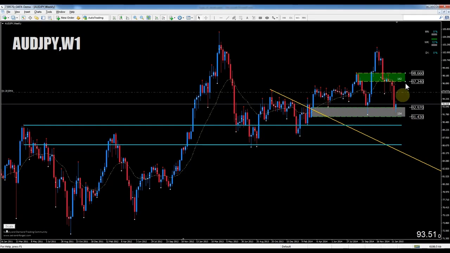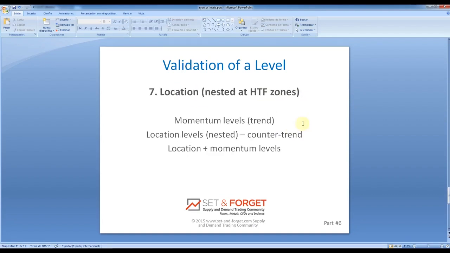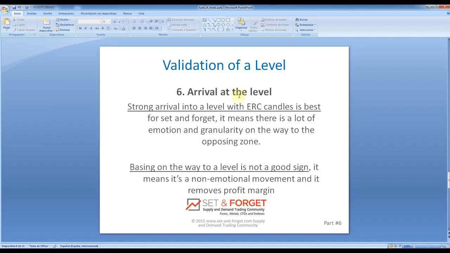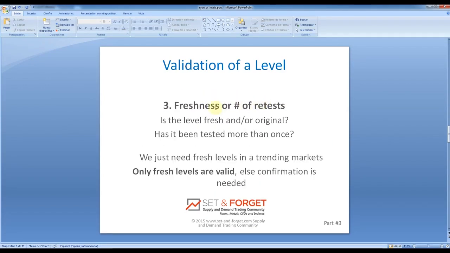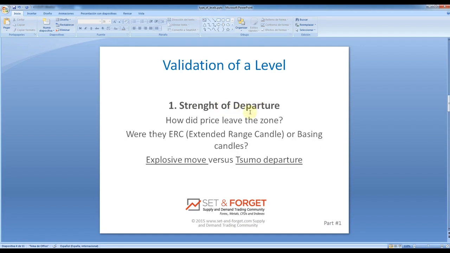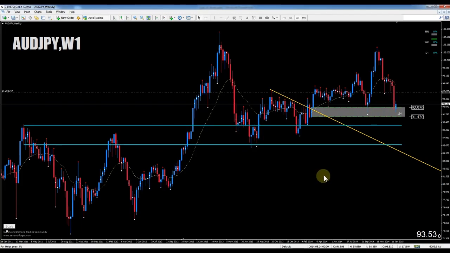So you have to read price and go backwards in time. This is a time machine, and then by drawing the trend lines, as explained in small videos, and assessing what a level accomplished, if you remove an opposing area or not, you will be able to analyze how strong or how weak the levels are by analyzing what it had accomplished, where it is located, the arrival of the level, how it arrived, the big picture trend, time spent at the level, the quality of the base, freshness of the level, if you have profit margin, how strong the departure is.